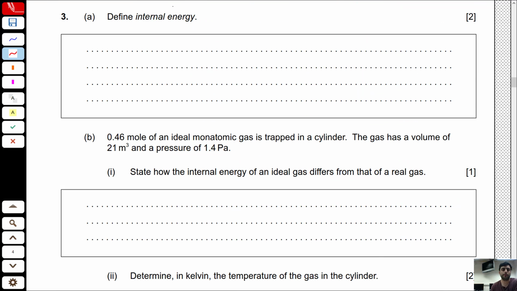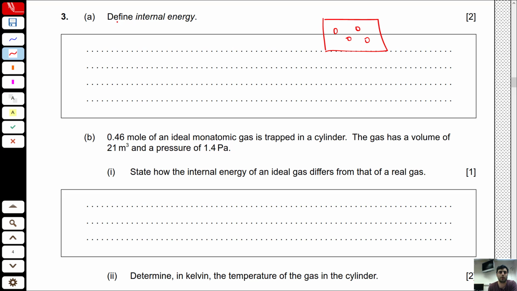Question number 3. Define internal energy. Internal energy of any substance, which can be solid, liquid or gas, is defined as the sum of the kinetic and potential energies of the particles. The particles can be atoms, molecules or ions, it doesn't matter, but it is not the kinetic and potential energy of a bulk body, but of the individual particles.